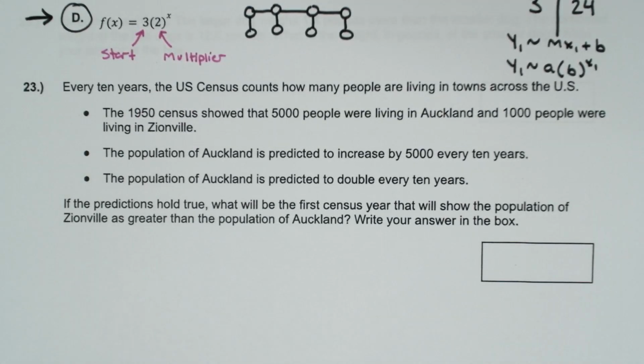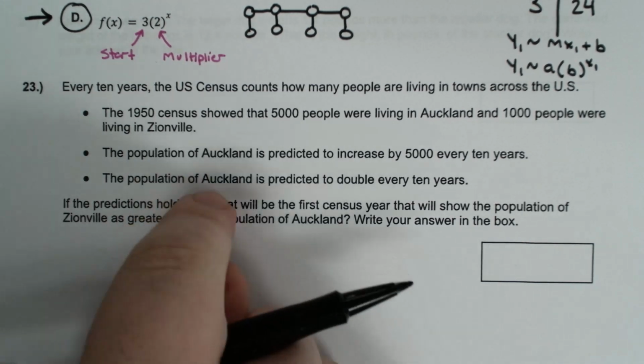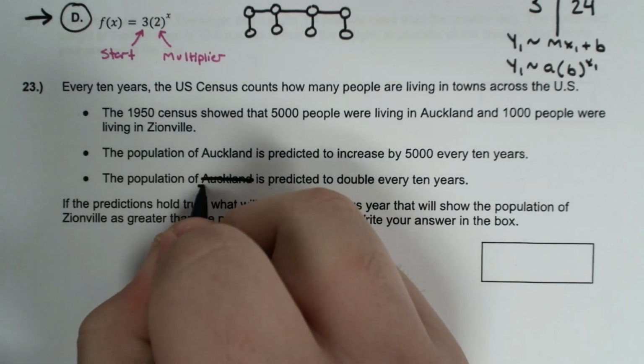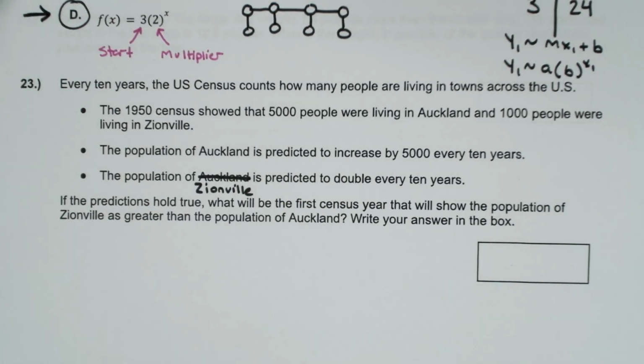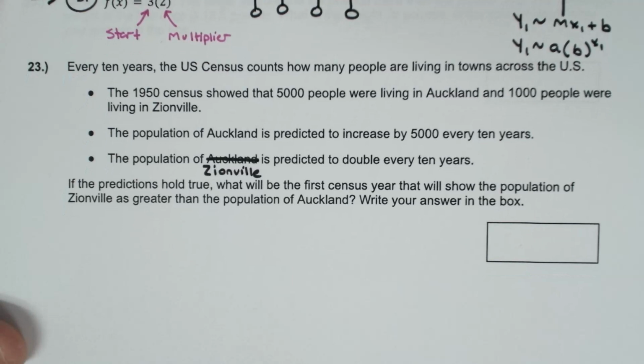Number 23. Every 10 years, the U.S. Census counts how many people are living in towns across the United States. In 1950, it showed that there were 5,000 people living in Auckland and 1,000 people living in Zionville. The population of Auckland is predicted to increase by 5,000 every 10 years. There's a typo on this paper, but not on your quiz. This third bullet point, the population of Zionville is predicted to double. So your quiz was right, it's just this paper. If the predictions hold true, what will be the first census year that will show the population of Zionville is greater than the population of Auckland? So, I'm going to make a table.